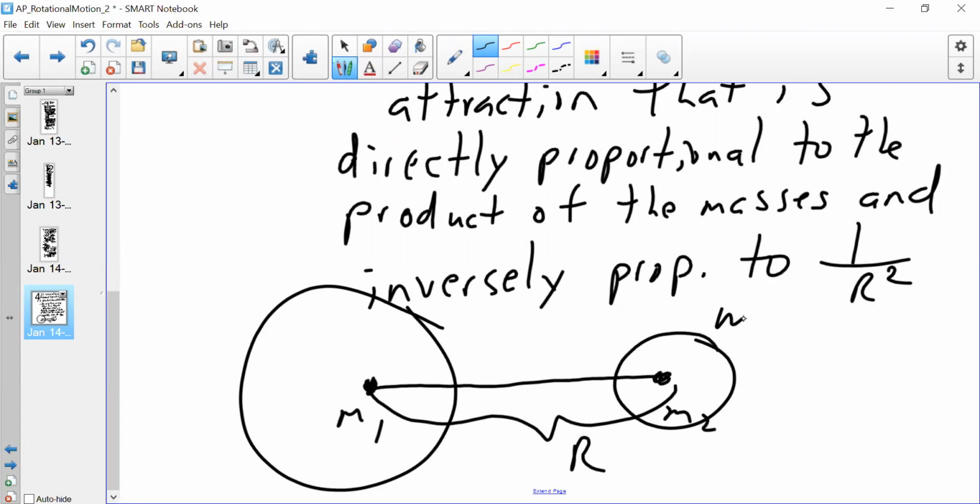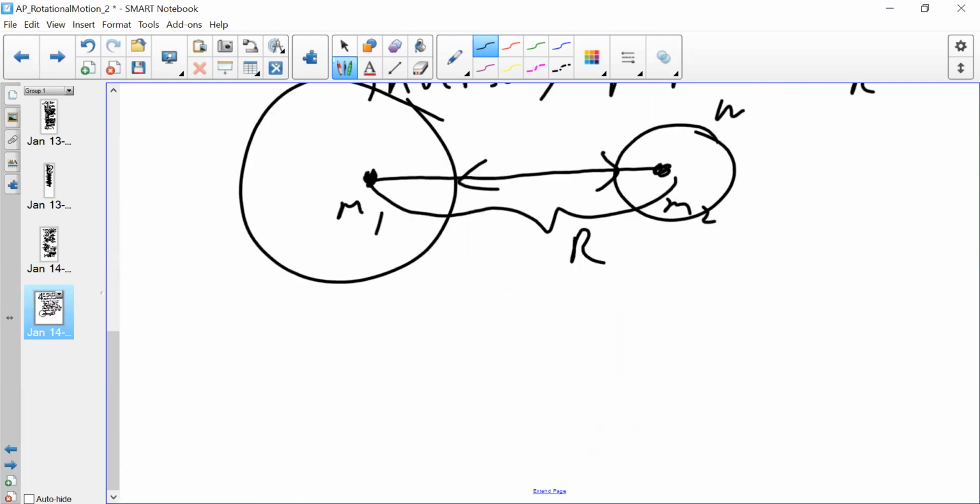So there's a force of attraction. This would be the force of 2 on 1, and this arrow would be the force of 1 on 2. The force of 1 on 2 is the same as 2 on 1, just in opposite directions. Newton's third law, all that, obviously remains consistent. So this is the picture of that.